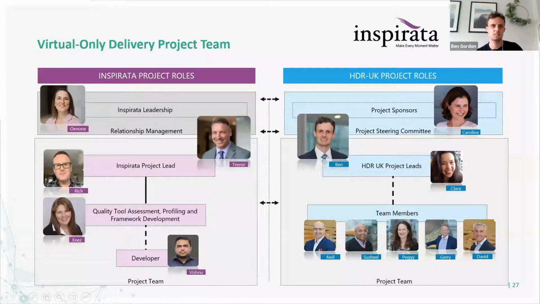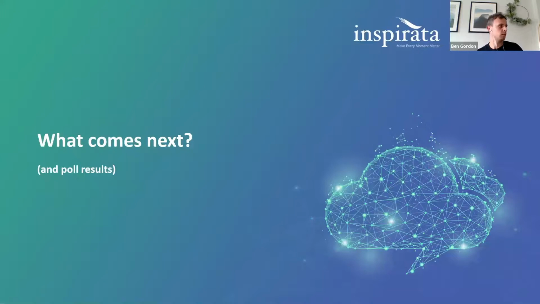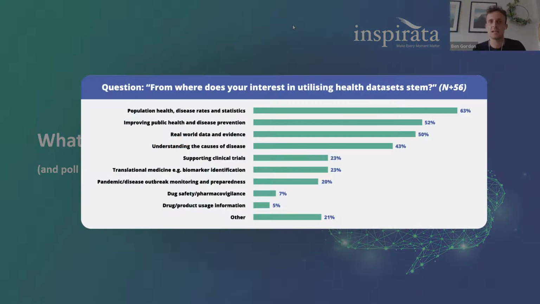Brilliant. Thanks, Trevor. And through the magic of Zoom, I believe we're just about to see the results from the poll that we put up earlier in the session. Certainly looks like population health coming in quite high. And then similarly, just behind it, public health. So I guess presumably a lot of overlap from the attendees there.